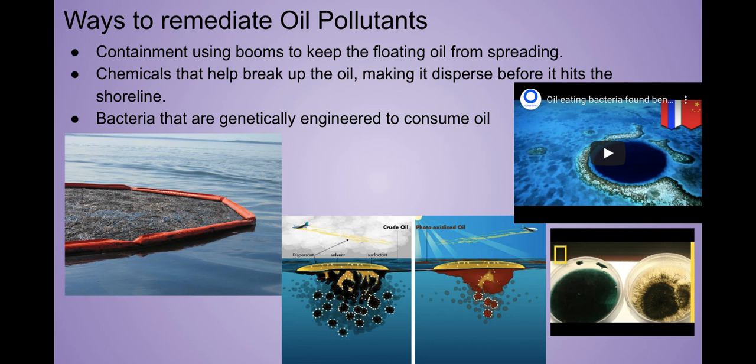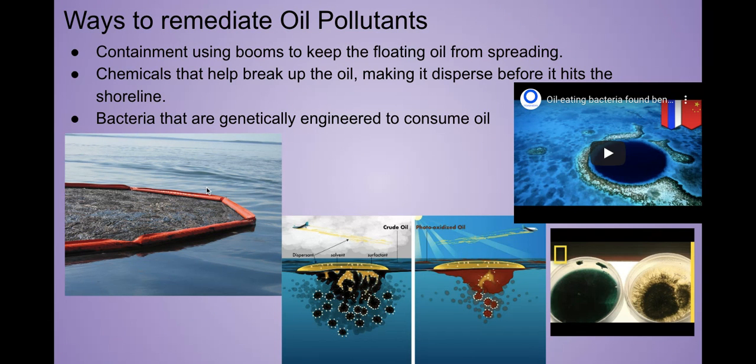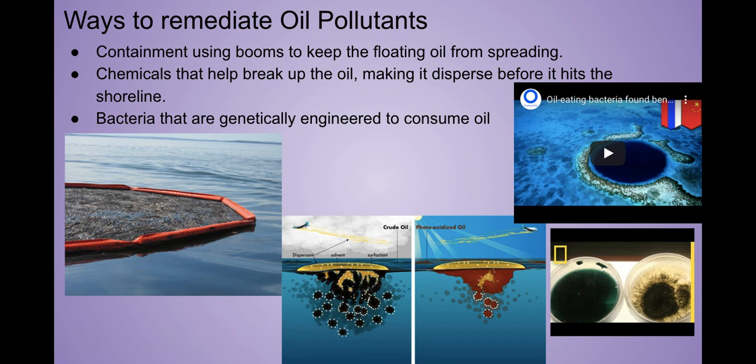Anyway, so ways to remediate oil pollutants can be, again, the booms, like some of your classmates have mentioned in class, because that would just isolate the location of the spill. Some chemicals that break the oil, such as the dispersants that I was telling you about, before that oil gets all the way to the shoreline. And bacteria. So this is a new thing. There are some research studies that found that there is a species of bacteria that can consume oil.